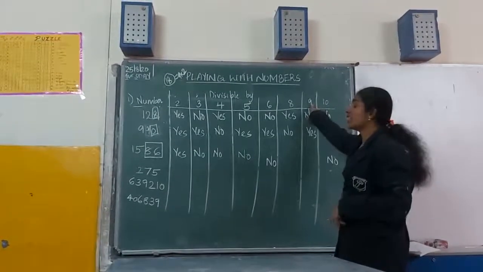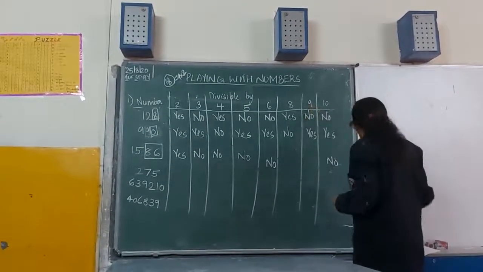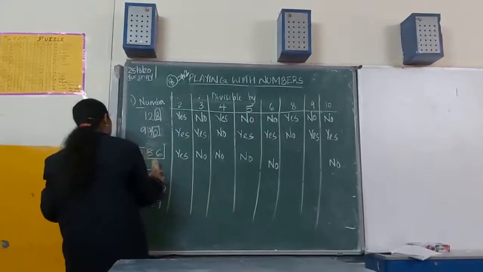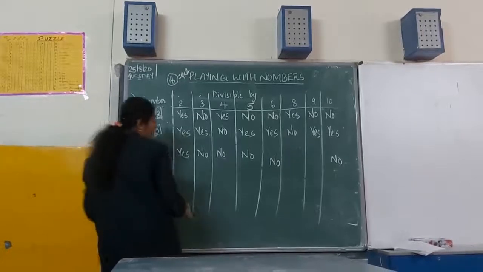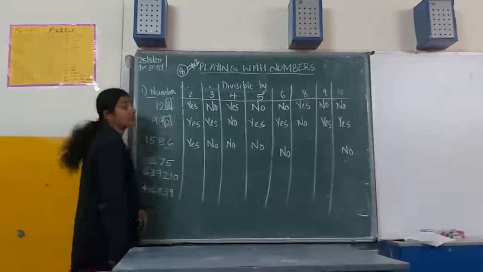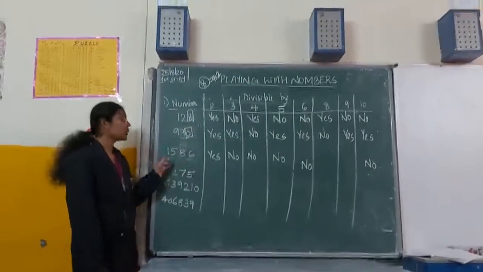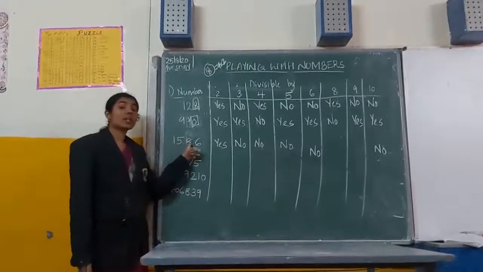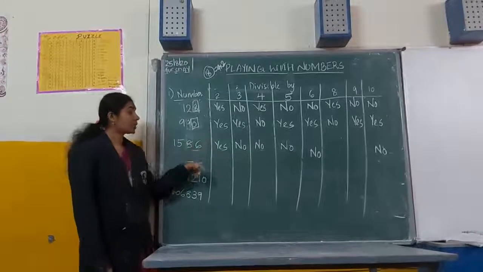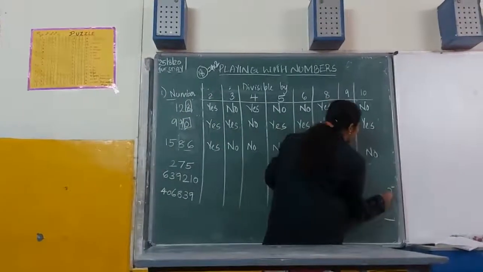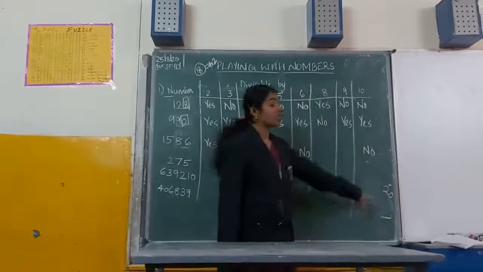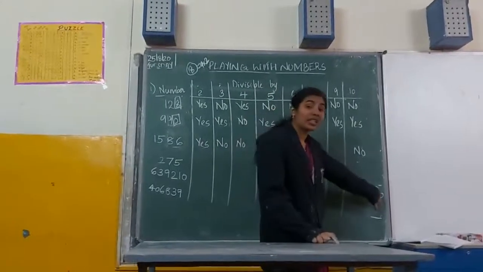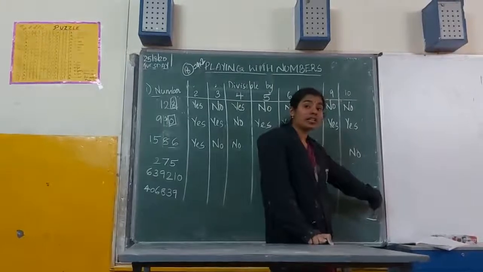Now how to check the divisibility by 9? By adding all the digits. Add all the digits, what you will get? 1 plus 5, 6, 6 plus 8, 14, 14 plus 6, that is 20. You want to check the divisibility by 9. You know that 20 is not a multiple of 9, isn't it?